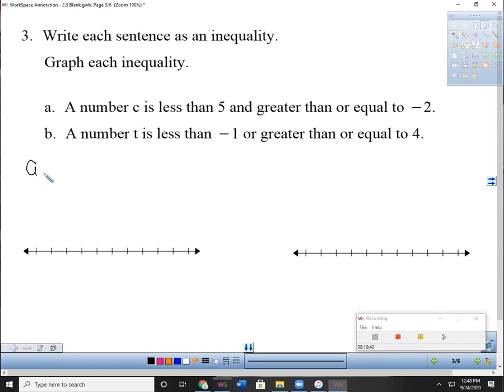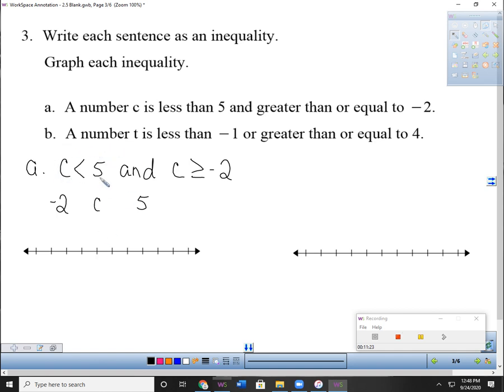Alright, on number 3, a number C is less than 5, so less than 5, and that same number is greater than or equal to negative 2, so greater than or equal to negative 2. I have an and statement, which means I'm going to make that one long thing here. So negative 2 is smaller than 5, so negative 2 goes on the left, and 5 will go on the right, and then my C goes in the middle.